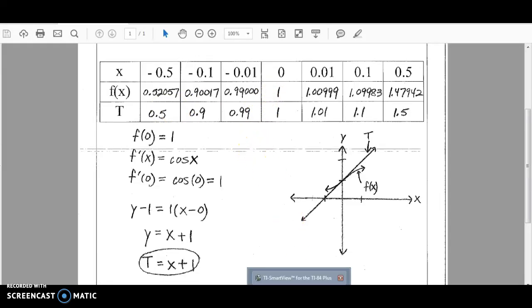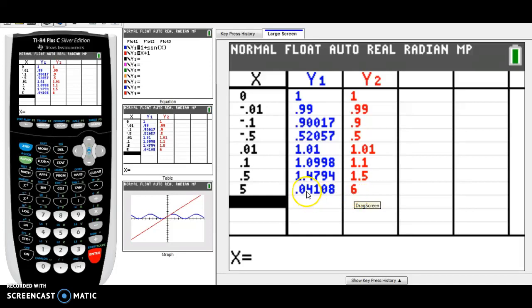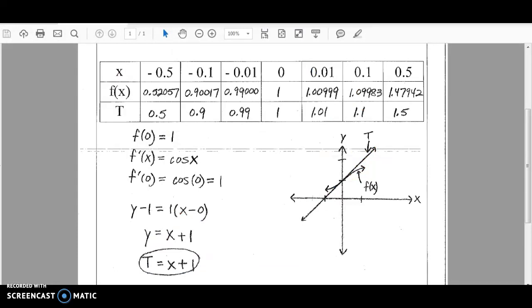Just to make a point here, if I were to type in something like x equals 5, like I had highlighted earlier in the video, you can see that the tangent line gives really kind of a terrible approximation. The actual value of the function is 0.04108. Of course, that's rounded, but the tangent line approximation is 6, so it's not even close. If you study more calculus beyond Calc 1, you'll discover there are ways to improve approximations, but at this point we are simply going to use tangent lines to approximate values of a function close to the point that the tangent line and the curve have in common.